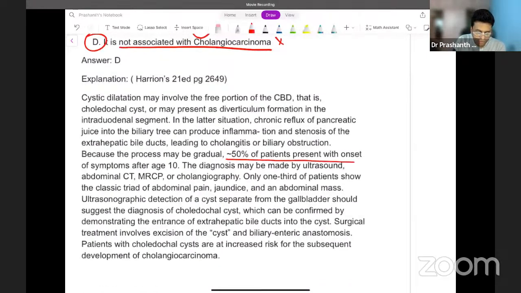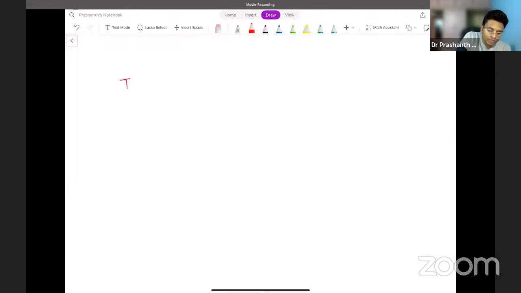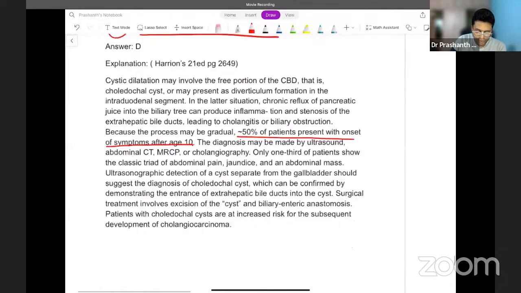What you should know is 50% of the patients do present with symptoms around this age group of 10 years, plus or minus, and the rest of the options are all true. Now, what question could be asked in choledochal cyst that you should also be well versed with is Todani's classification. Todani's classification is a very important topic when it comes to the types of choledochal cyst that you get. There are totally 5 types, and also remember the 5th type is the one which is also called Caroli's disease. Okay, that's about it. Now, let's go for the next question.